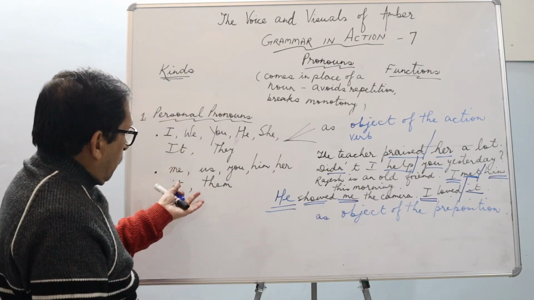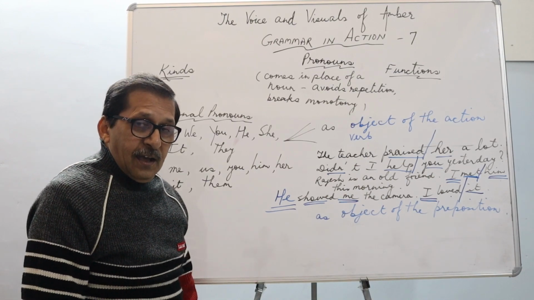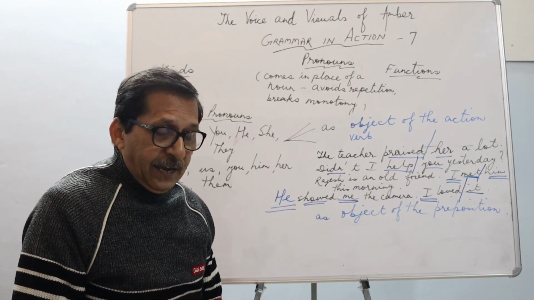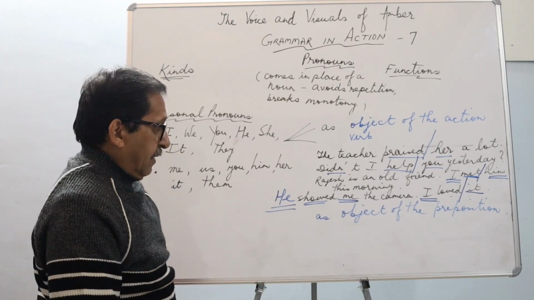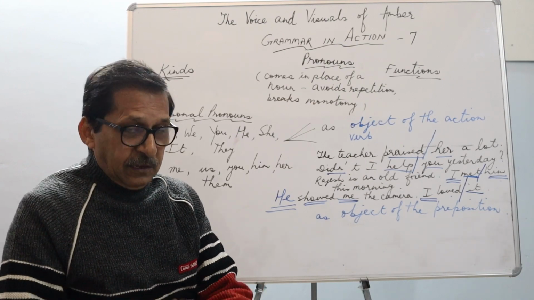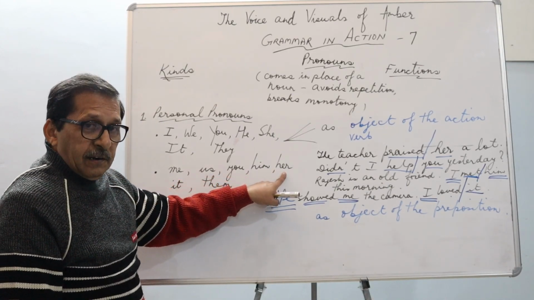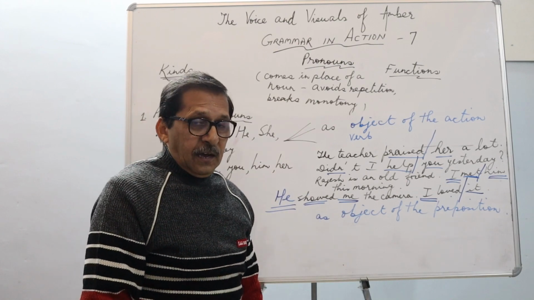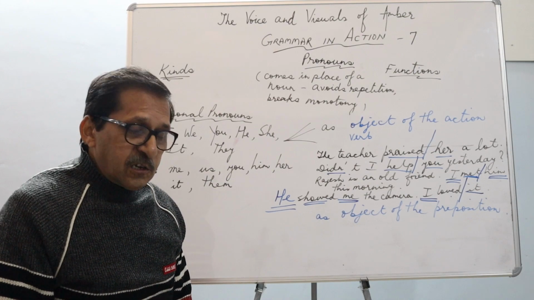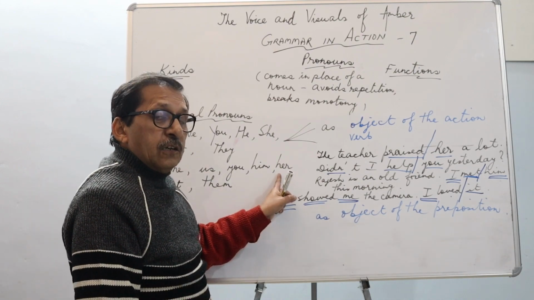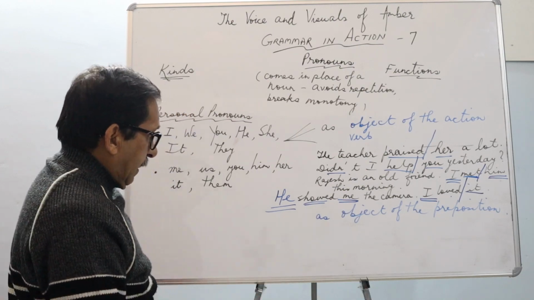So in the same way, we can use the other personal pronouns. Them. I gave them a piece of my mind. So I gave whom a piece of my mind? Them. That means the students, the children, my sons. Similarly, her. I met her after a long, long time. Jyotsna was my classmate in college. I met whom? I met her.